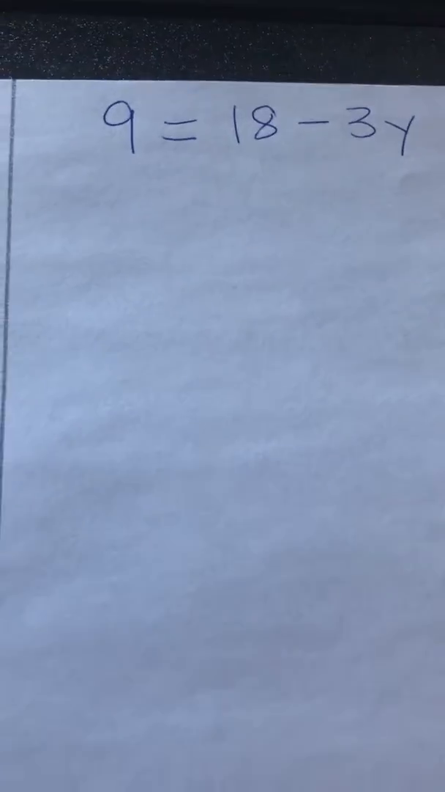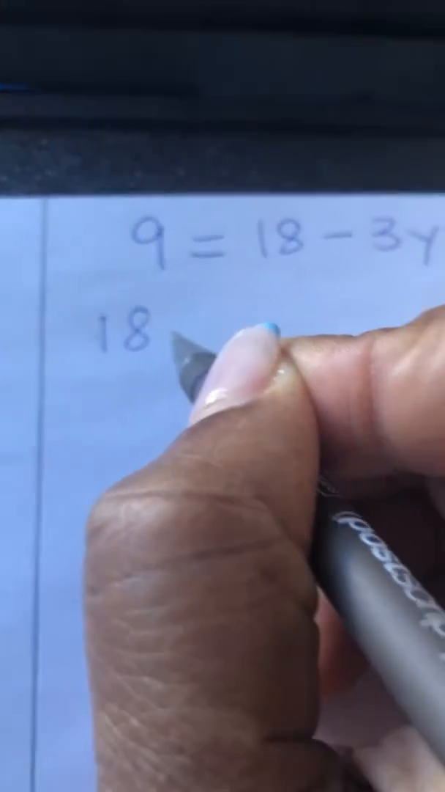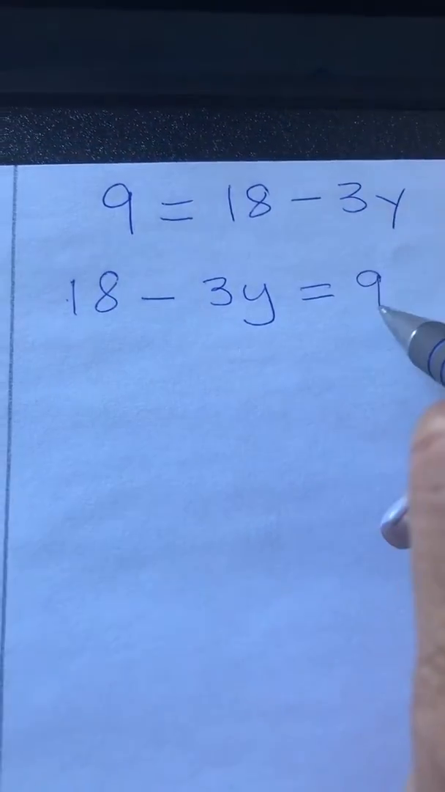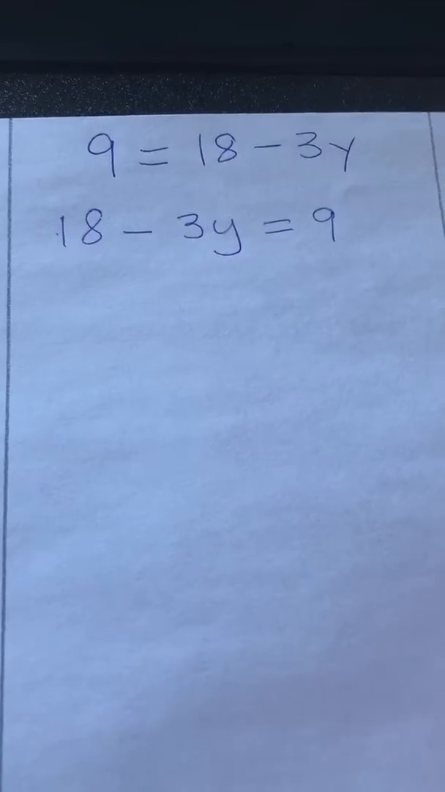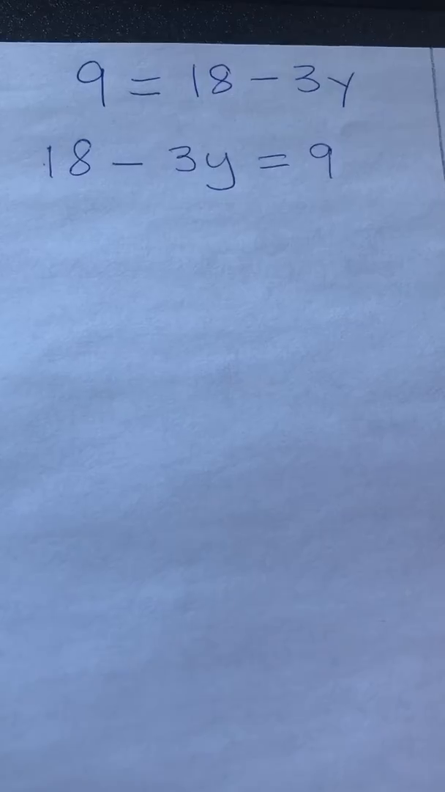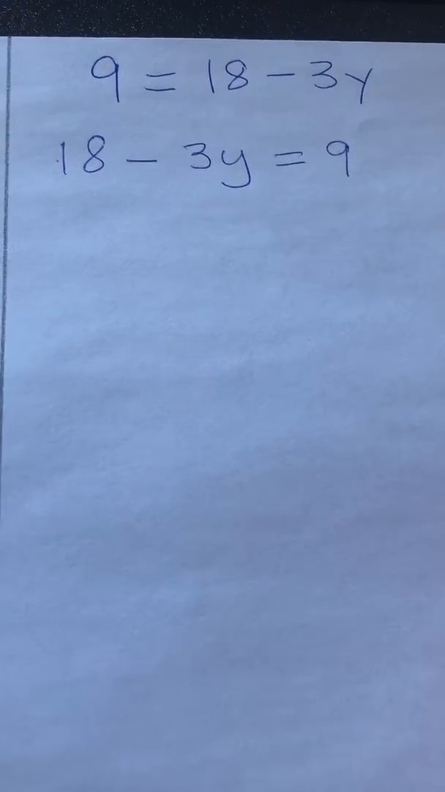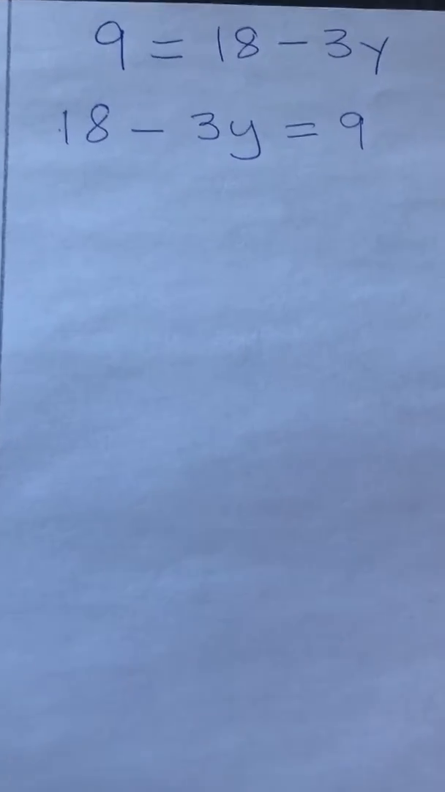So for this equation, I have two ways that I could lay this out. I could do 18 minus 3y equals 9. That's one way to lay it out. And that may be a way that you're comfortable with it. But I remember why I'm doing this equation, and I remember that the objective of this equation will be to isolate for 3y. So I have a different layout that I like to use.